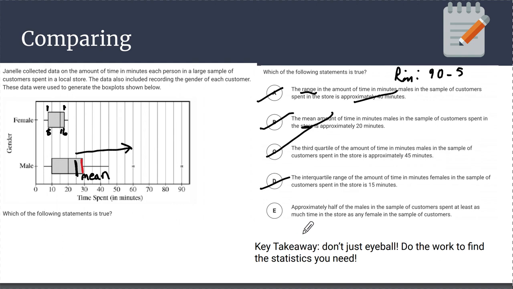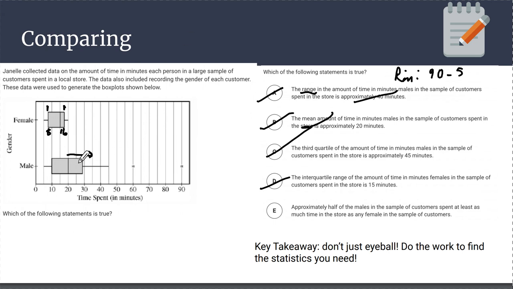Approximately half of the males in the sample of customers spent at least as much time in the store as any female in this sample of customers. At least half, approximately half, sorry, of the males in the sample spent at least as much time. That is true. If you look at the upper 50%, and I can erase some here, the upper 50% of our male data here, again, the upper 50% starts at that median bar.